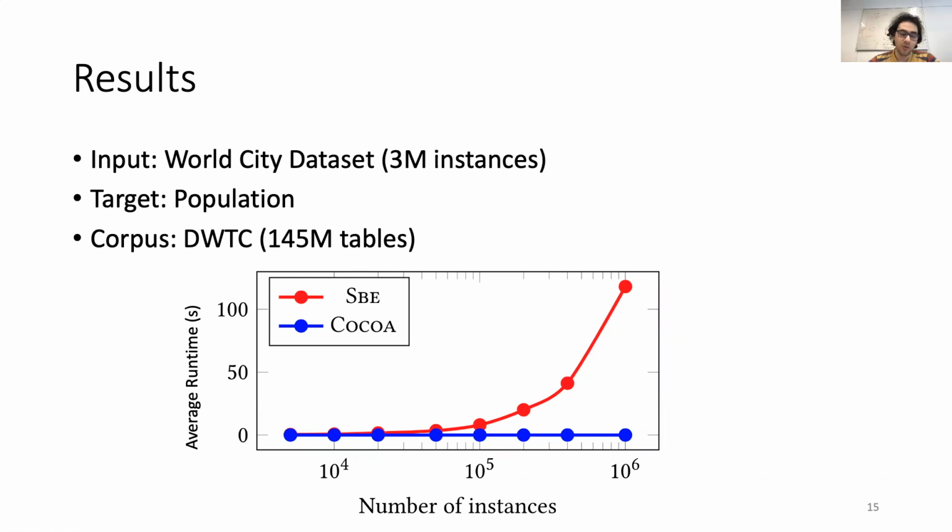In this graph, we compare COCO with SBE, which is an enrichment system that calculates the ranks by sorting the values in the online phase. As you see, increasing the number of instances in the input dataset, the average runtime for correlation calculation per column increases drastically for SBE. For an input dataset with 1 million instances, the average runtime for calculating one single correlation for SBE is 118 seconds, where this number for COCO is 11 milliseconds. This shows the scalability of COCO with respect to the size of the input dataset.